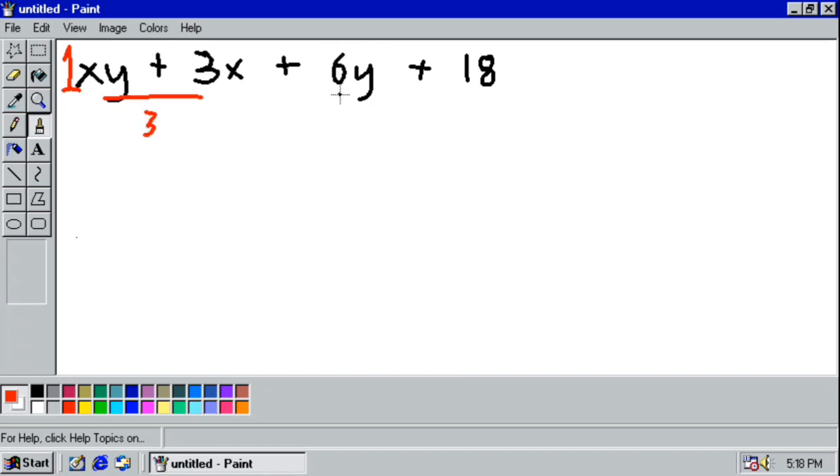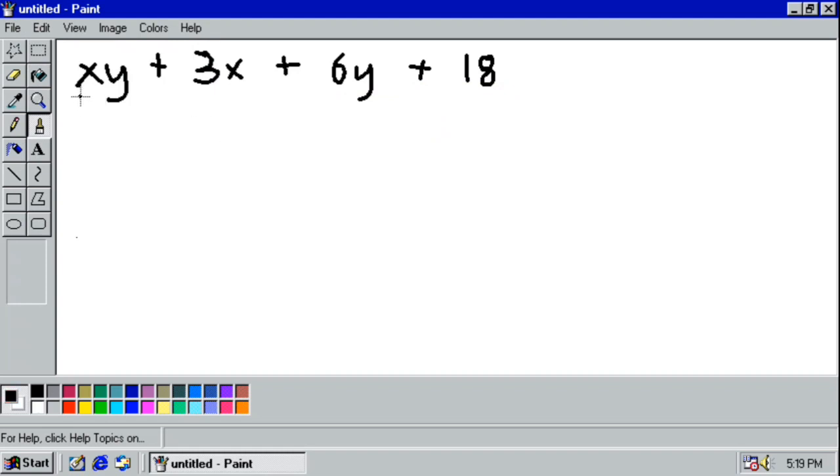And then, in the second term, we have the third and fourth terms, which are 18 and 6. So 18 divided by 6 is 3. So in this case, we are going to use the factoring by grouping method. How are we going to factor this?